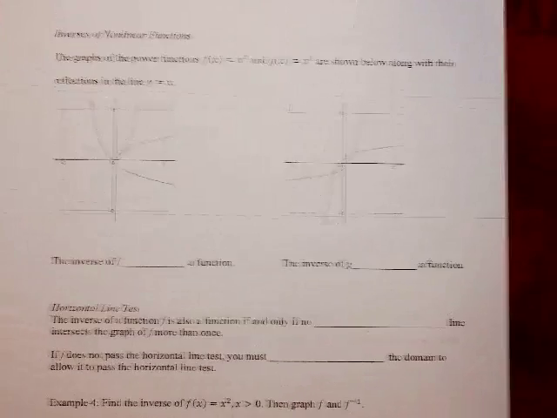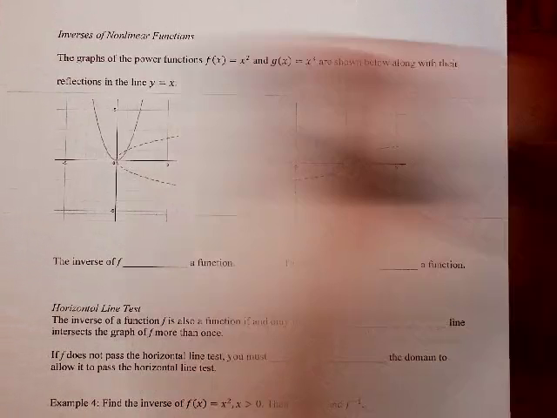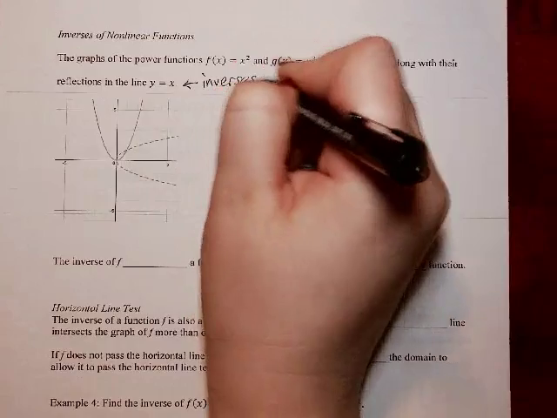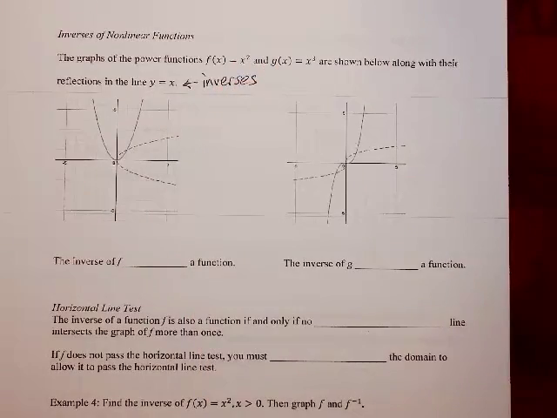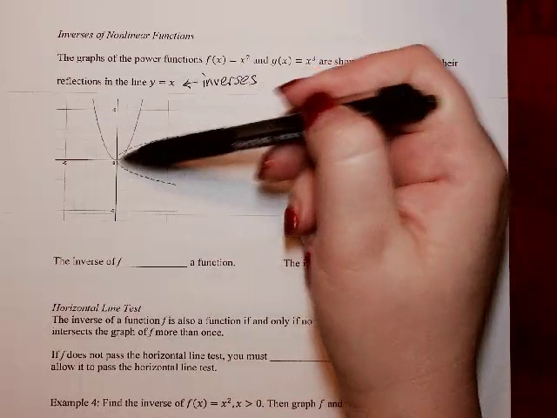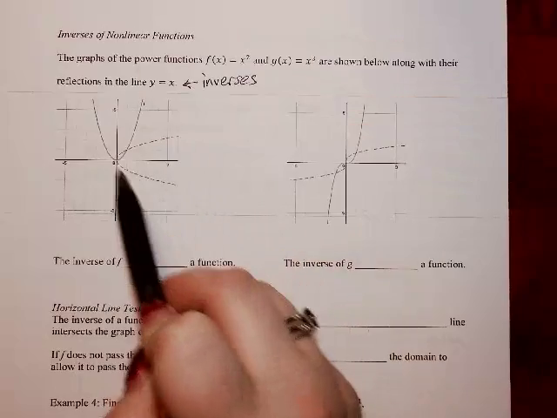So, now, the graphs of the power functions f of x equals x squared and g of x equals x to the third are shown below along with their reflections in the line y equals x. Remember that their reflections in the line y equals x means that it is their inverses. Okay? So, the inverse of x squared, so here's the original x squared curve, and here is the inverse of x squared.